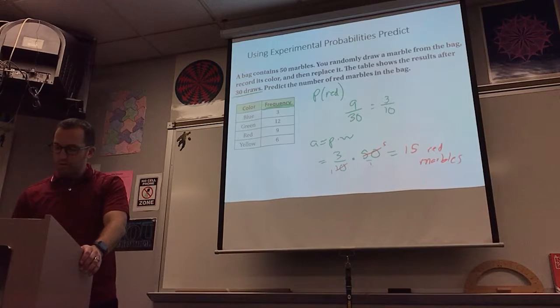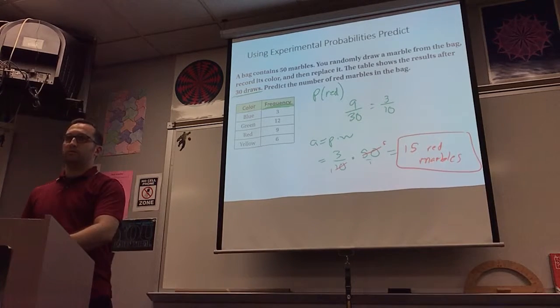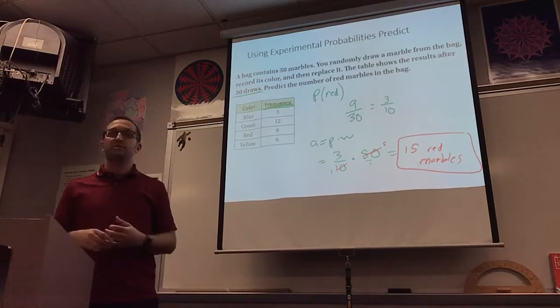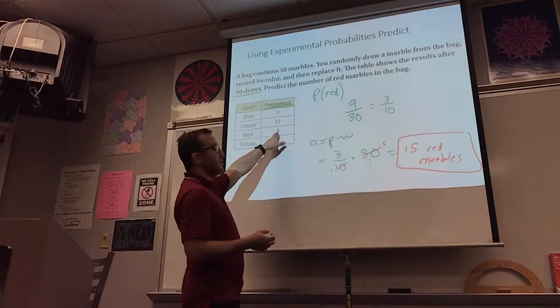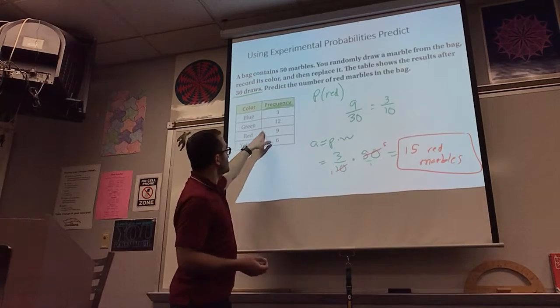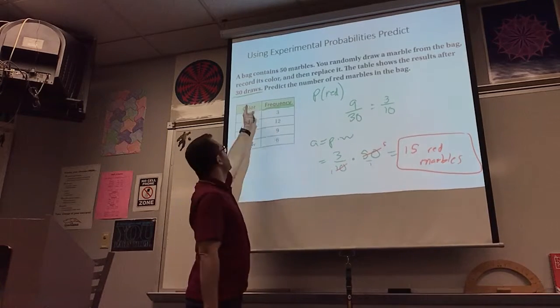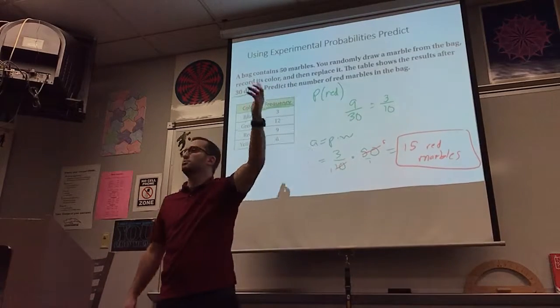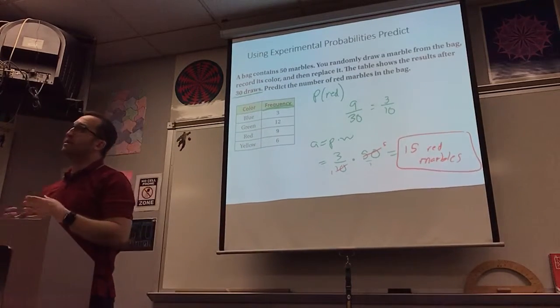Now, are there 15 red marbles in the bag? We don't know. It is a prediction based on the probability. So what did we do here? We need to figure out the probability of getting a red. This was the frequency after 30 draws. So the probability was 9 out of 30. It's an experimental probability. Remember, experimental and theoretical are different.